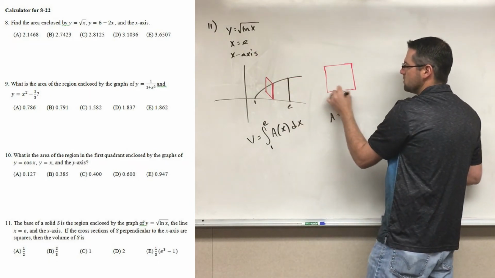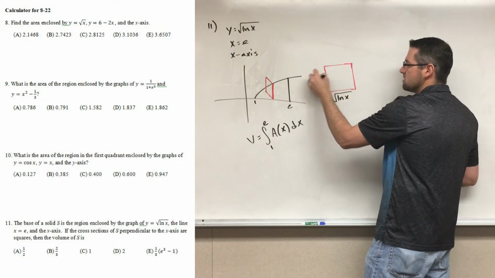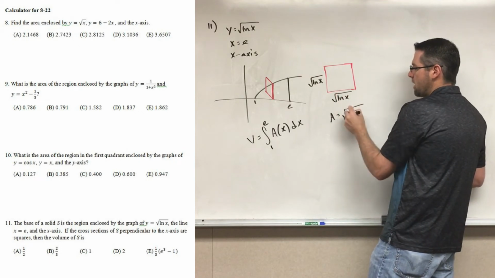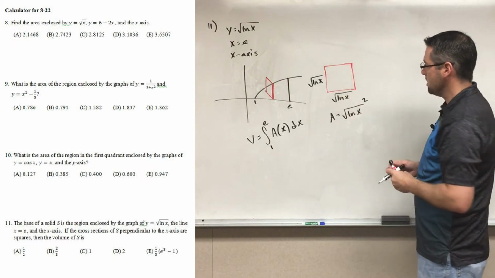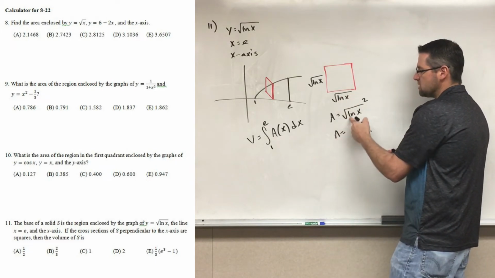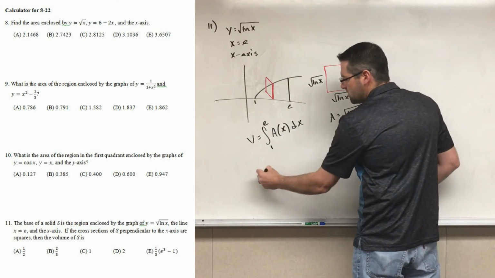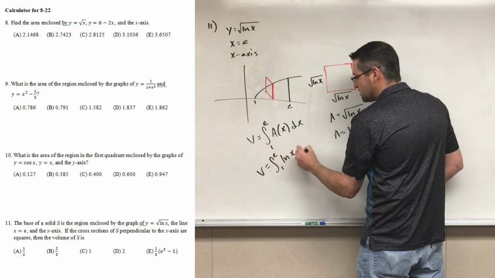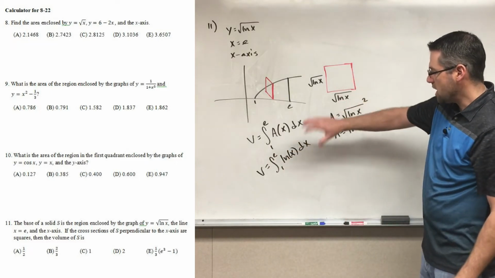So this length is radical natural log of x. Because it's a square, this side will be radical natural log of x. And then the area will be radical natural log of x squared, because this times this. And that actually simplifies really nicely because the square root and the squared cancel out again. And so we end up with the volume equals the integral from 1 to e of natural log of x dx. Okay? And then we can use our calculator here.